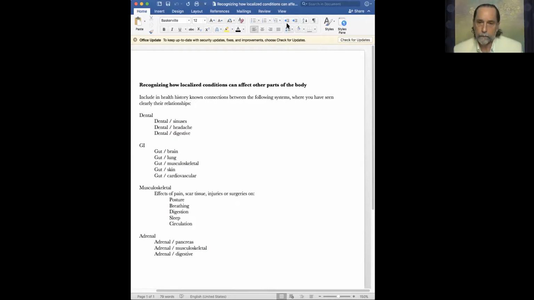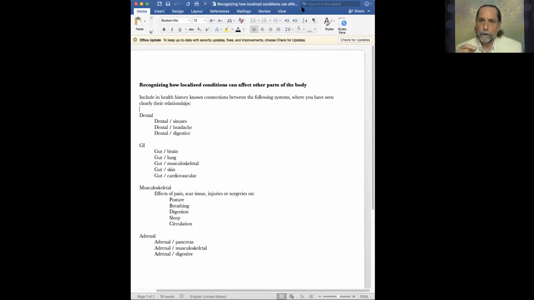Include in the health history known connections, things that you can remember, and this will at least get you thinking, okay? You may have thought of it or known it before. This may actually help you to really remember something and to connect some dots. And this is clinical level thinking, all right? And unfortunately, a lot of times we are not thinking holistically in medical practice.